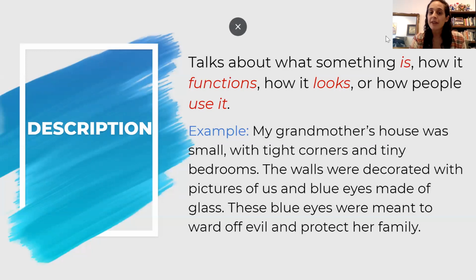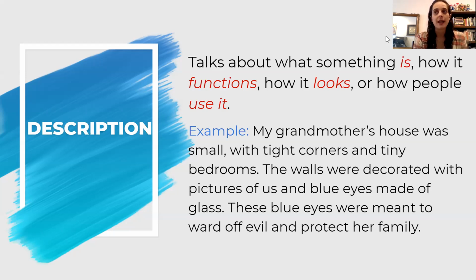So in that vein, description talks about what something is, how it functions, how it looks, or how people use it. It's, I don't want to say basic, but it sort of talks about the 5 senses. So the example here says, my grandmother's house was small, with tight corners and tiny bedrooms. The walls were decorated with pictures of us and blue eyes made of glass. These blue eyes were meant to ward off evil and protect her family. Notice that I'm describing maybe the feeling of my grandmother's house. I'm talking about what it looked like.